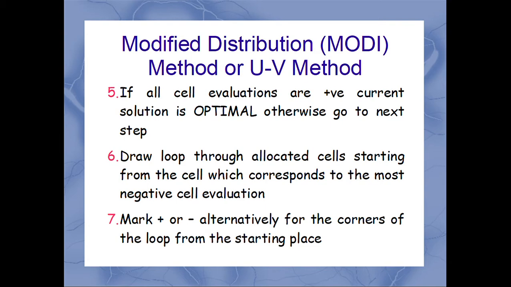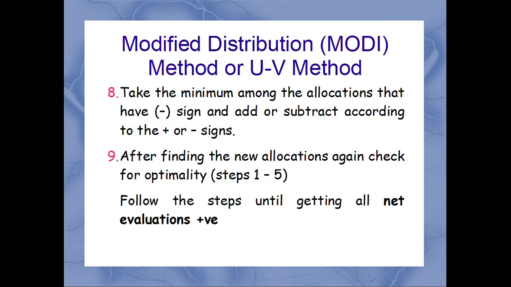If all are positive, our current solution is optimal. Otherwise, move on to the next step. Step 6 is forming a loop. Steps 7 and 8 will find the new allocation. And step 9 is checking this new allocation for optimality, that is, from step 1 to step 5.